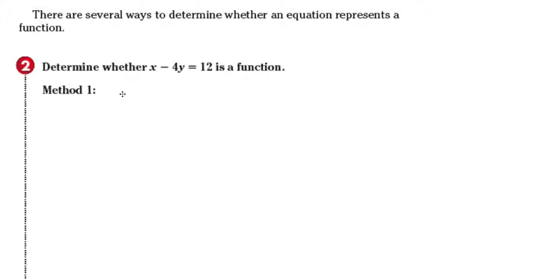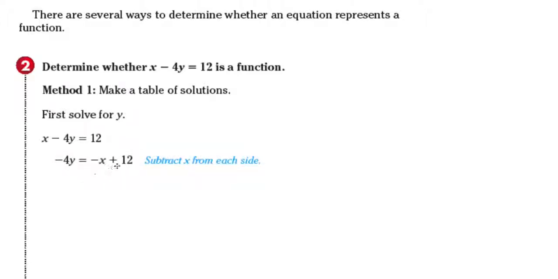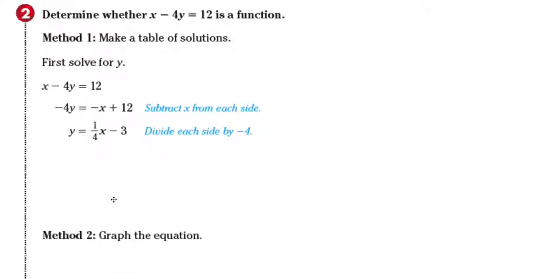So first method, obviously we can use a table for this one, and then again what we did in the last lesson, to make a table you need to solve for y first. That means you need to isolate y, therefore we copy the problem first, x minus 4y equals 12, and then we subtract x from both sides. We end up with -4y equals -x plus 12, and then we divide both sides by -4, so y equals 1/4 x minus 3.